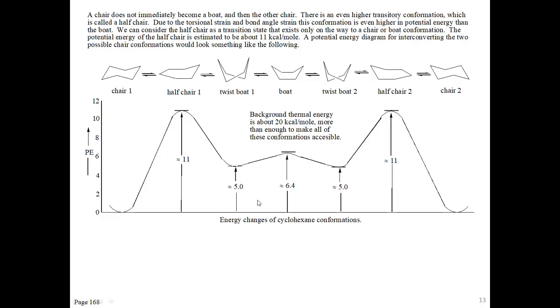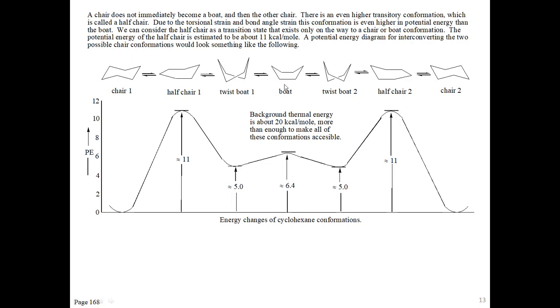Now it's more complicated. We're not going to worry about it. I'm just going to show you, then we'll just go with the boat. But this doesn't immediately flip to the boat. It usually flips to what they call a half chair. The problem with a half chair is everything's eclipsed around the outside. Plus there's angle strain of buckling these bonds in. And that raises up the energy pretty high, 11 kcal. And so what this thing will do is it'll try to twist this up to a boat, but it doesn't want to keep these guys parallel because of all the eclipsing interactions. So it does what they call a twist boat.